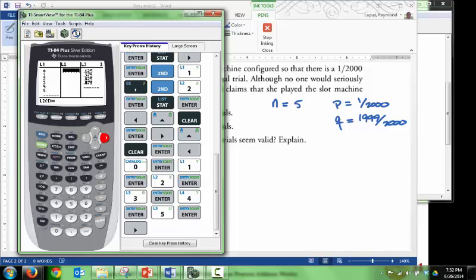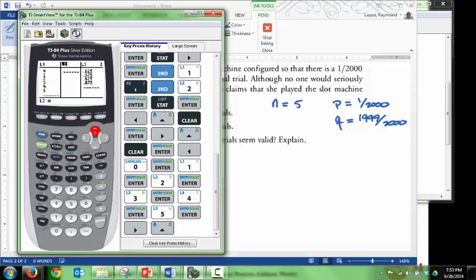But what I'm going to do is go up to L2. So cursor up to L2. L2 is highlighted, and I'm going to construct a binomial distribution table for this probability distribution. So L2 is up. I don't have a parentheses down here, right?